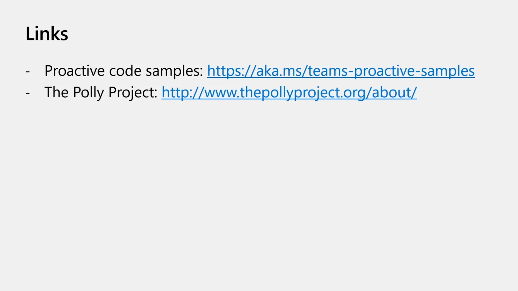All the code demonstrated here today is available on GitHub at aka.ms/teamsproactivesamples. For more information and documentation for the Polly project, which we use to implement the throttling, visit their site at thepollyproject.org.